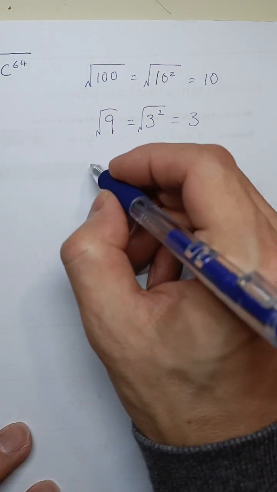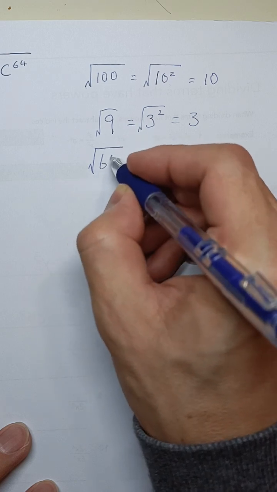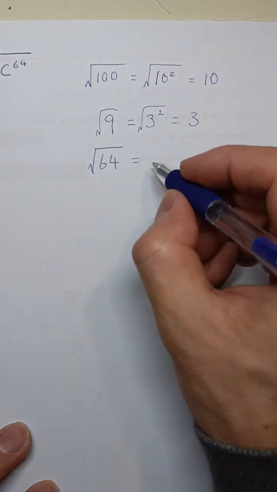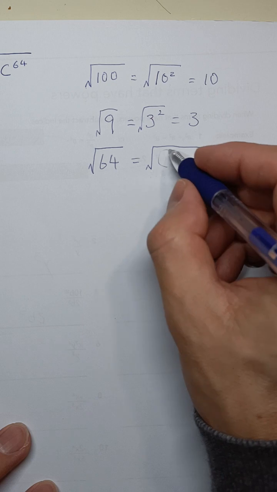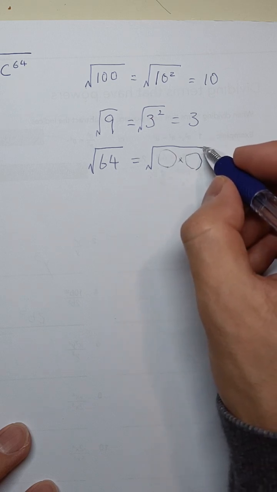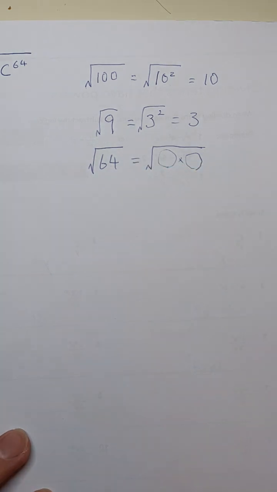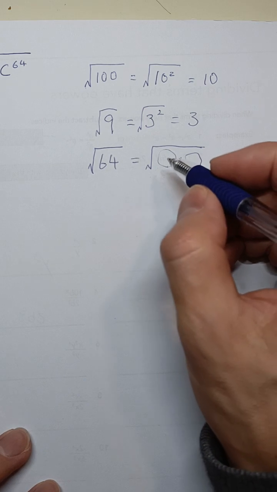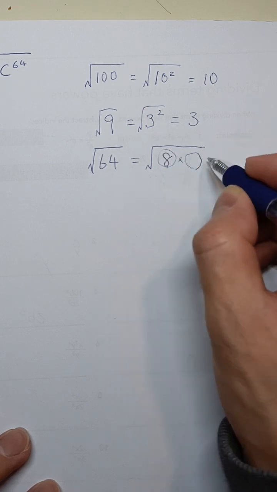So what about square root 64? Then now you have to think of some number that, times the same number, gets 64, which is 8 times 8.